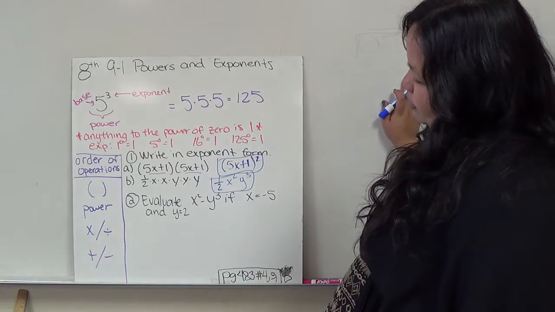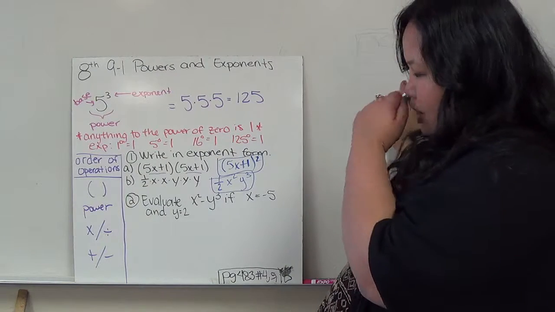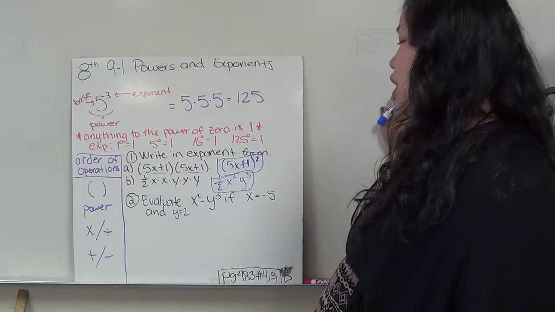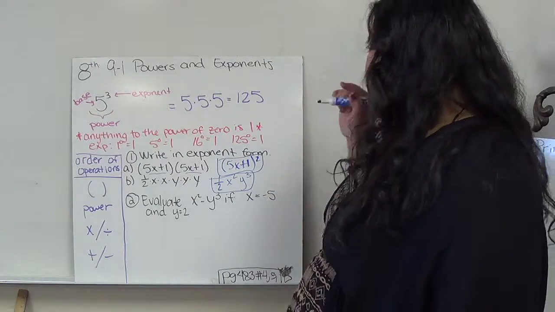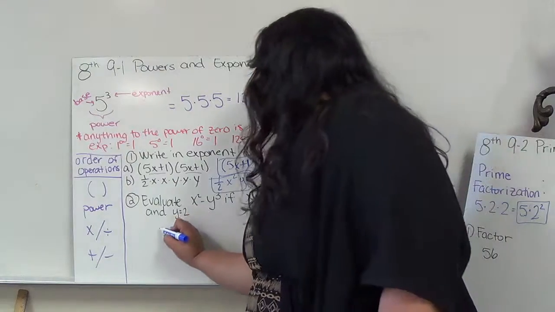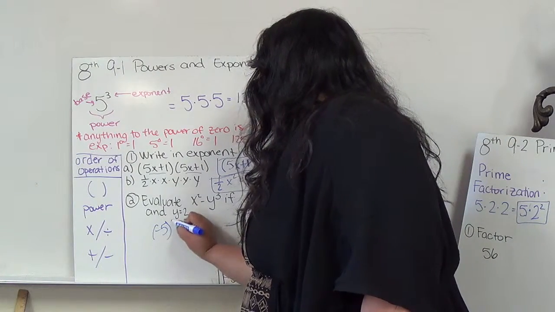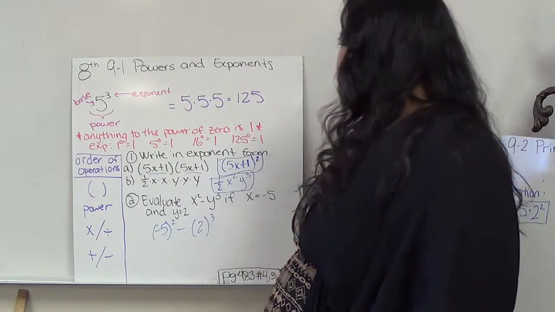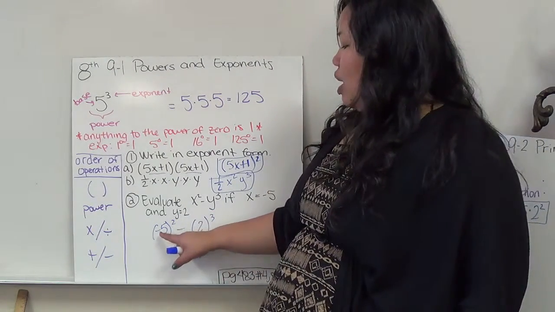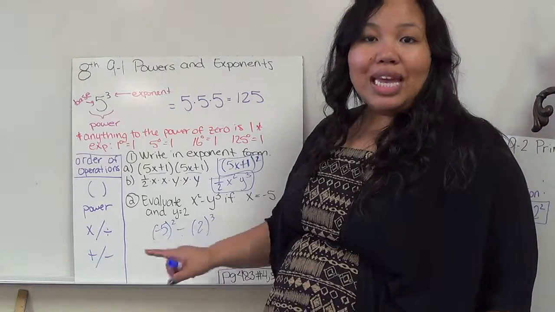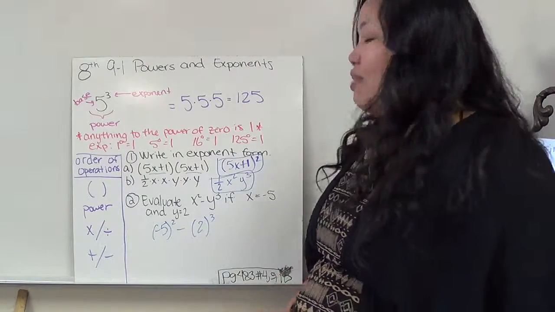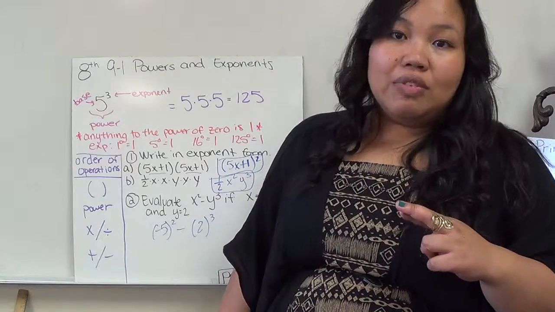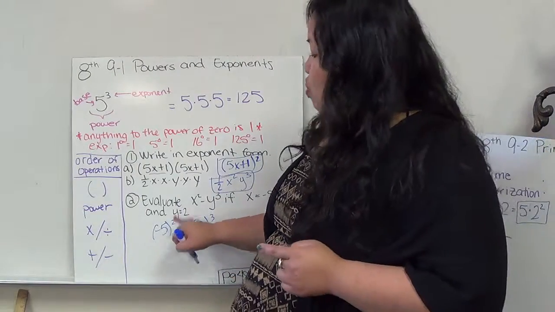Right? The next one, number 2, tells me to evaluate x squared minus y cubed if x equals -5 and y equals 2. So basically, I'm going to plug in -5 for x squared minus 2 cubed. I'm not just multiplying 5. I'm multiplying -5 twice. A -5 times a -5 is not -25, it's positive, because the two negatives cancel out.